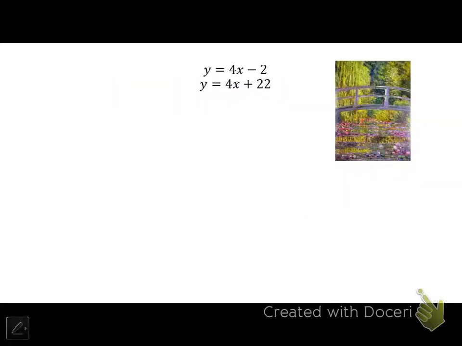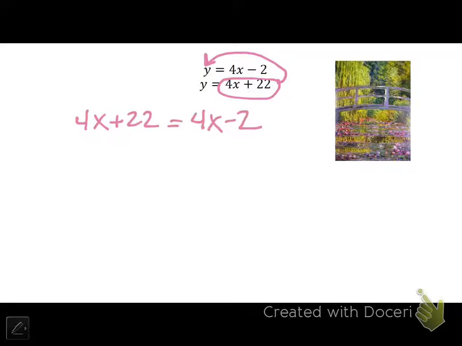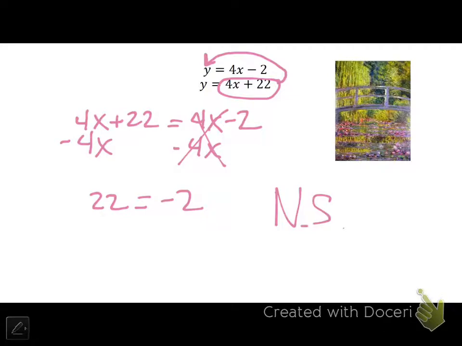Okay, we're going to try this one, so I flipped ahead. So if y equals 4x minus 2 and y equals 4x plus 22, let's go ahead and take one of these y's and plug it in for the other. So 4x plus 22 is equal to 4x minus 2. So if I subtract 4x from both sides, that should cancel. 4x minus 4x should be 0. So does 22 equal negative 2? No, it doesn't. So my answer is going to be no solution.